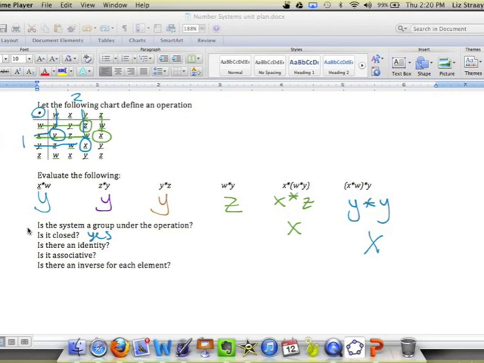An identity is something that we can apply that will give us back exactly the same thing as we started with. So the best way to look for an identity is to look through the chart for a column that matches the starting column. So W, X, Y, Z. I want to look and see, is there a column that says W, X, Y, Z? If so, that's the identity. So what's the identity? Z. Right here, I get W, X, Y, Z. So Z is our identity value.